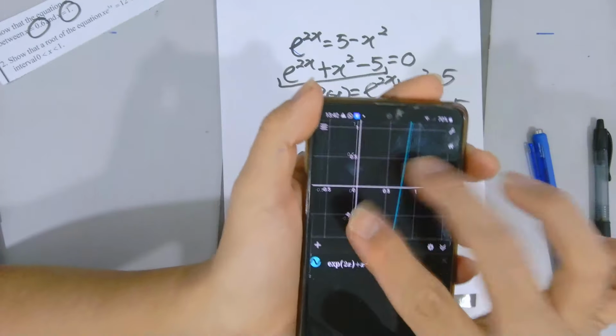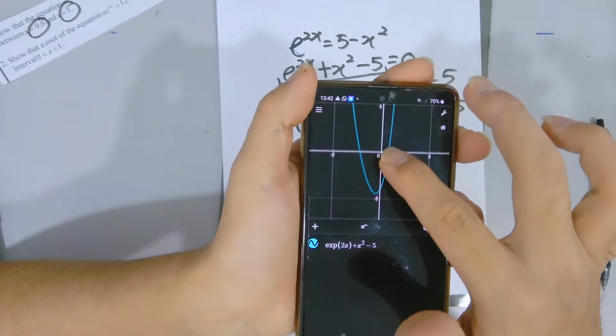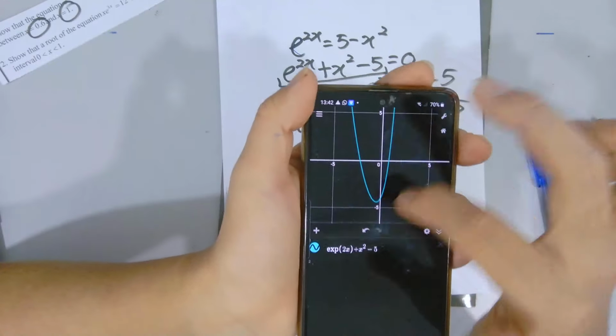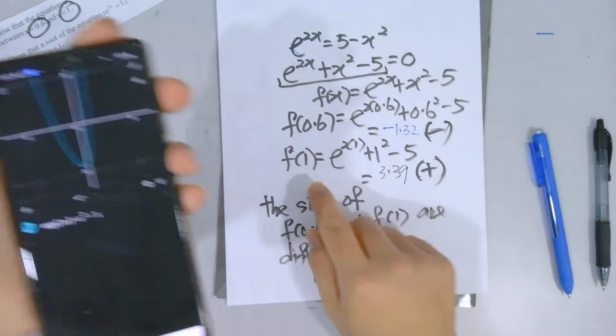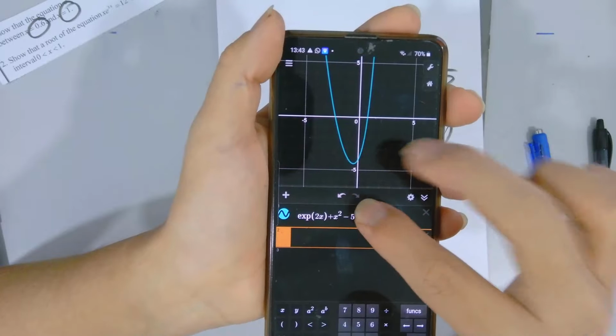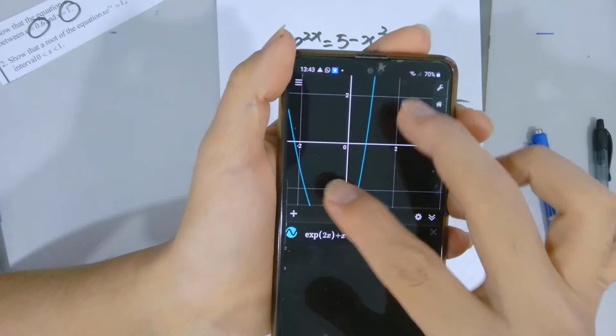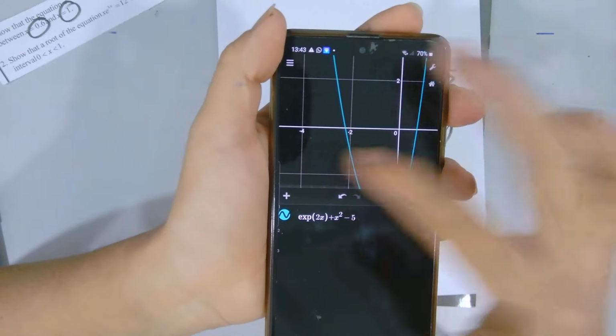So just now, you see, if you zoom from far, this is the graph. It's something like quadratic, right? Don't get cheated. This is not quadratic. This is the graph for e to the power 2x plus x squared minus 5. If you keep zooming, actually there are two roots.